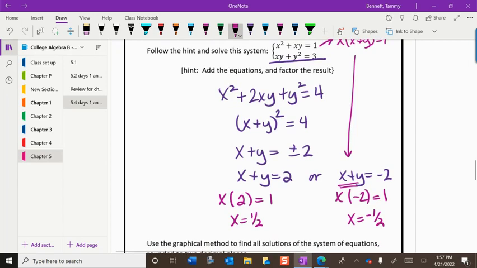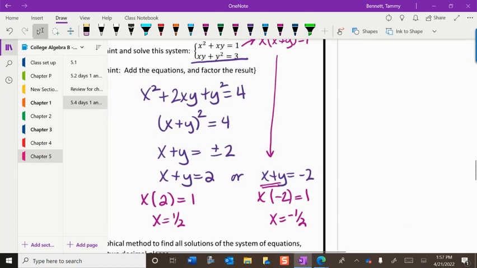All right, so from that I have 2 things, I need to find the y's. So we can say x is 1/2, x is negative 1/2. So let's go to the other equation. So I have x, and it says xy plus y squared is 3.